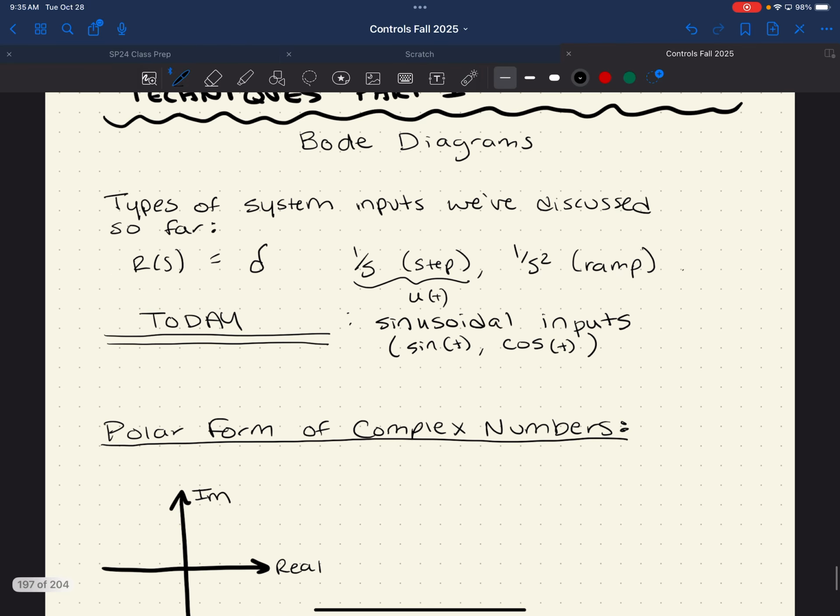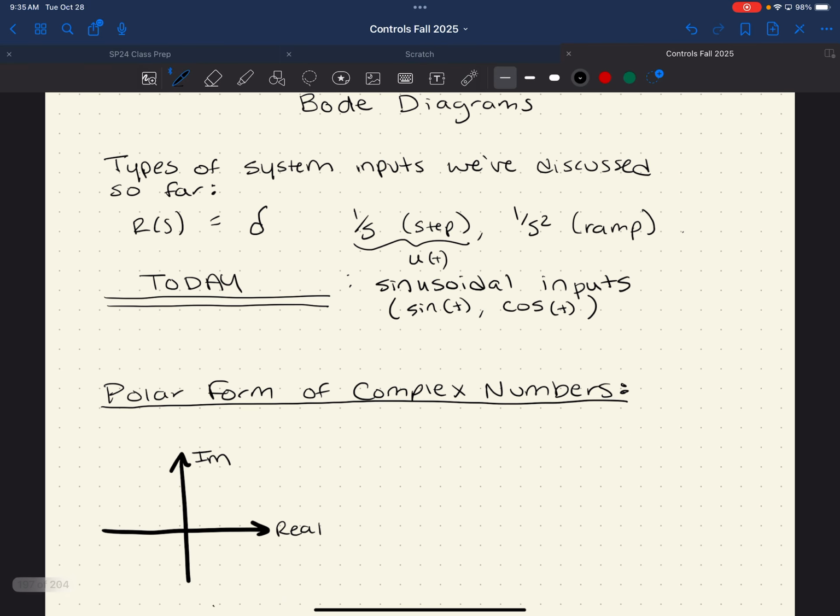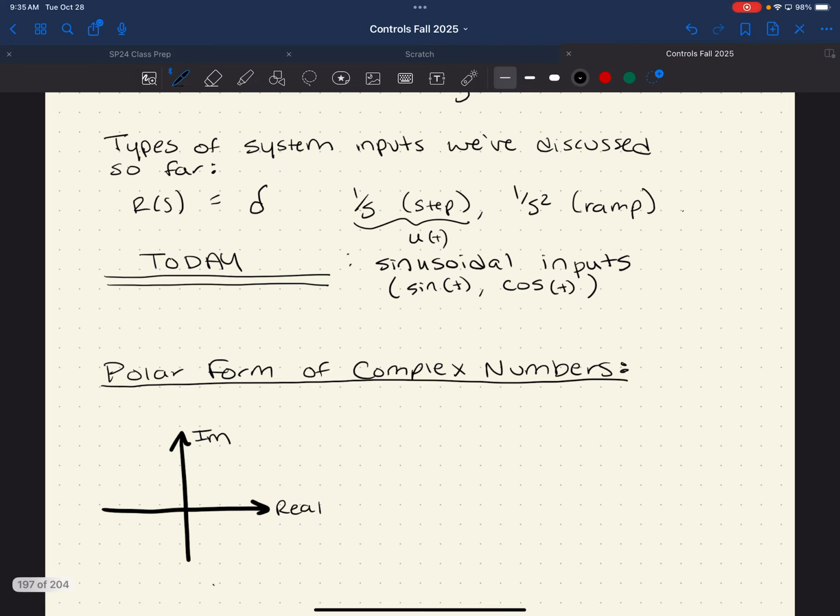I do have to take a little bit of a step back. I want to make sure that we cover some background information before we go into analyzing these systems for sinusoidal inputs. We need to talk a little bit more about complex numbers and make sure that we are all on the same page about how we can manipulate complex numbers. Okay, so far in this class, we've seen complex numbers. For instance, when we look at values on the S-plane, we've seen things that look like some real value plus something times the imaginary number. Okay, this is what we call the rectangular form.